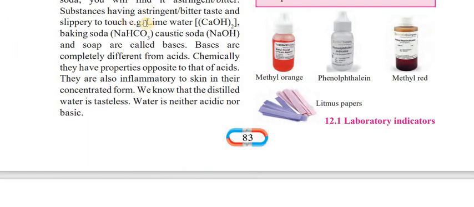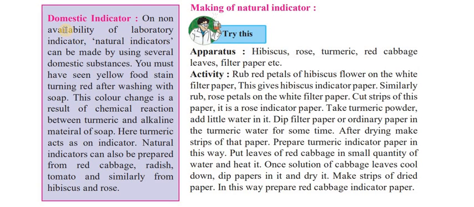Next one, the formula of lime water is Ca(OH)2, and the chemical name of baking soda is NaHCO3. As well as caustic soda, the name of caustic soda is NaOH, that is sodium hydroxide. One question will come in the exam like this one: tell two names of domestic indicators. The answer is red cabbage, radish or tomato.